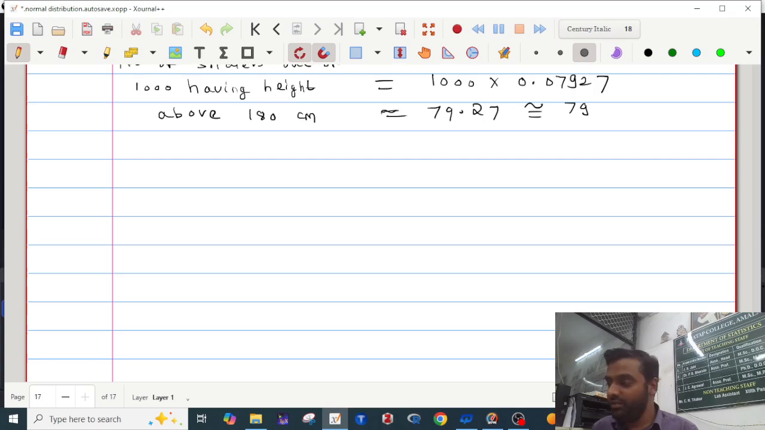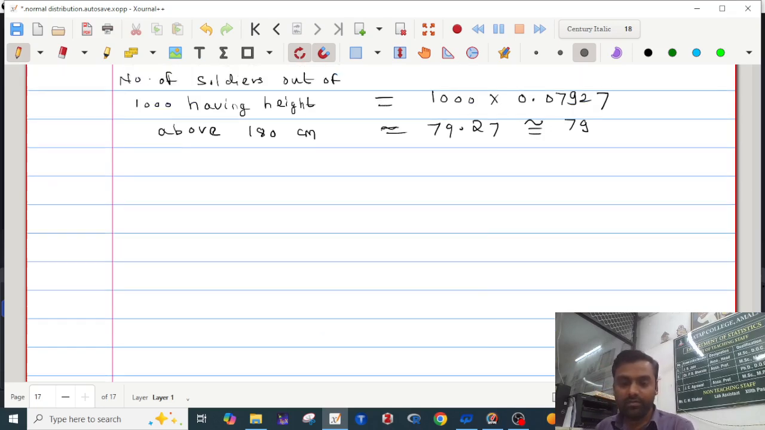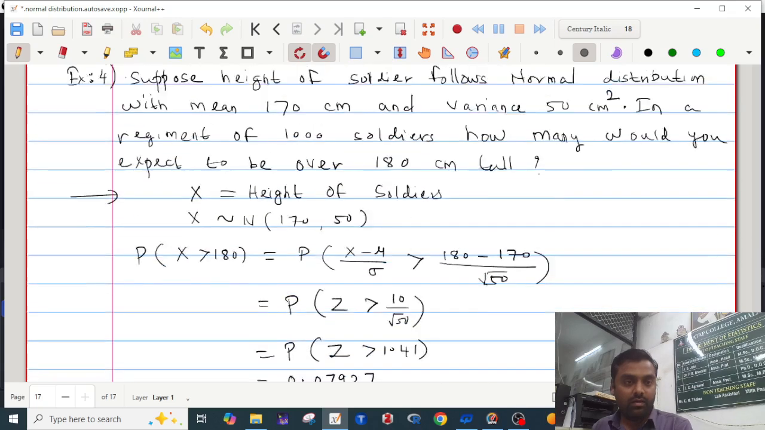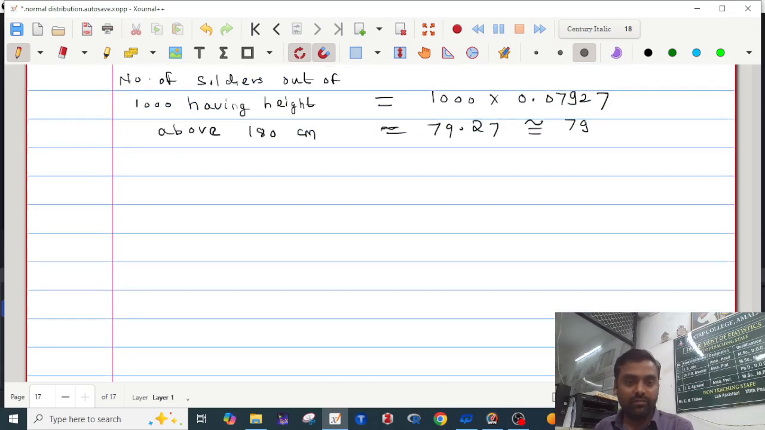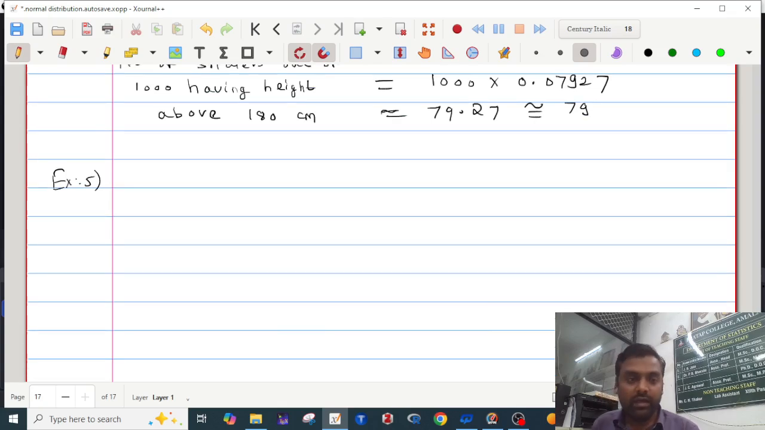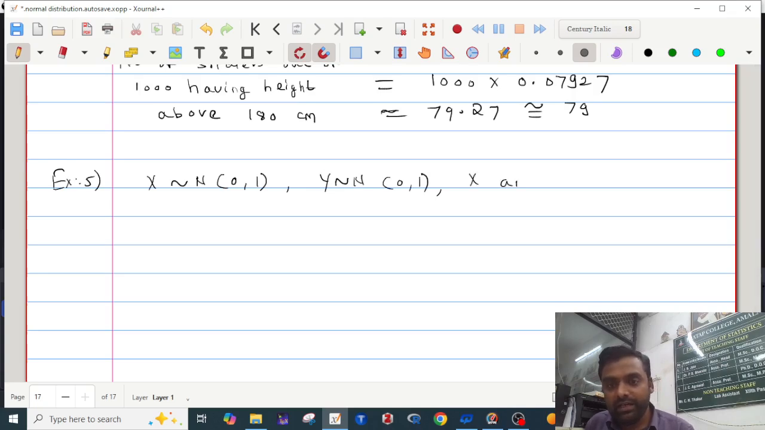So let's solve one or two more examples. Let's take X follows normal distribution 0, Y follows normal distribution with parameters 0, 1. X and Y are independent.